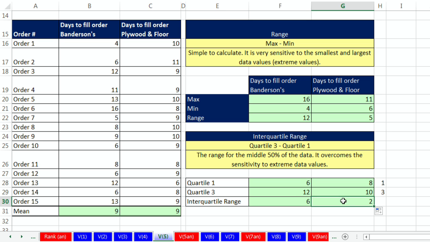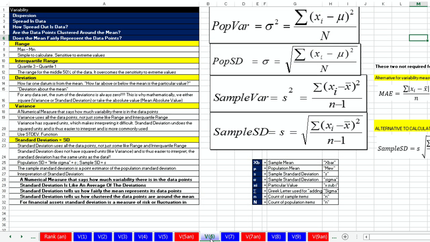Now, really what we'd like is to have a measure that uses all the values. So we want to go over and talk about standard deviation. We want to click on V6. Here are our formulas. Population variance and population standard deviation. We're using sigma, the Greek letter, to represent variance for the population. The only difference between these two things is we take the square root here. So sigma squared is variance for the population. Sigma is population standard deviation.